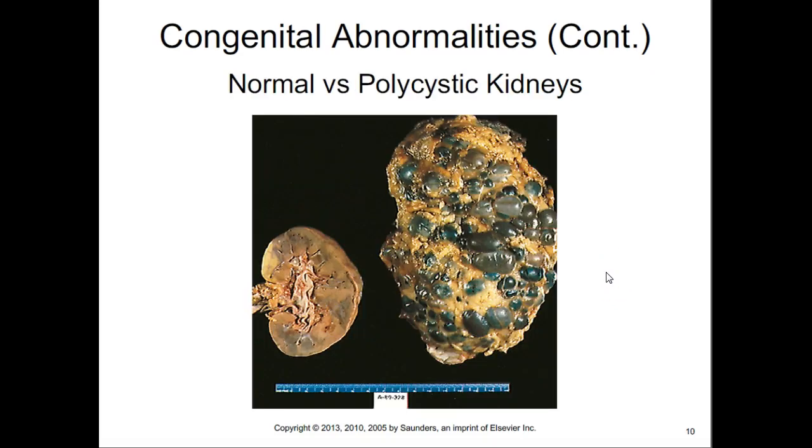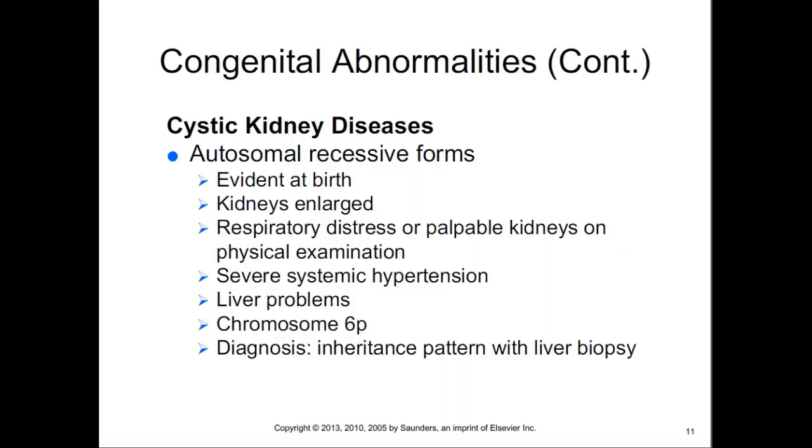So you can see here, this is a normal kidney. Kidneys are about the size of a bar of soap. I want you to appreciate that if the one on the left is the size of a bar of soap, the one on the right is probably closer to the size of a football. And yes, these cystic kidneys, we also call them polycystic kidneys, are extremely enlarged, very, very large.